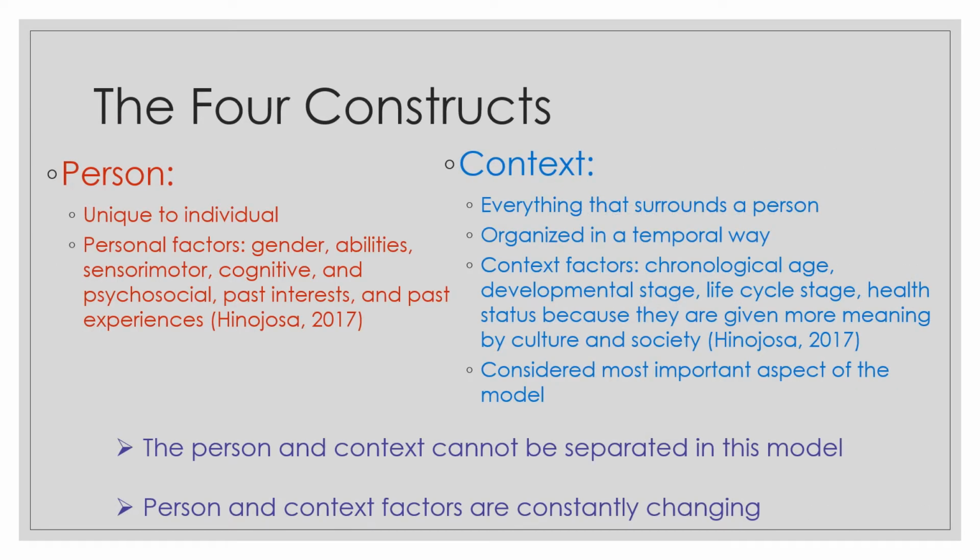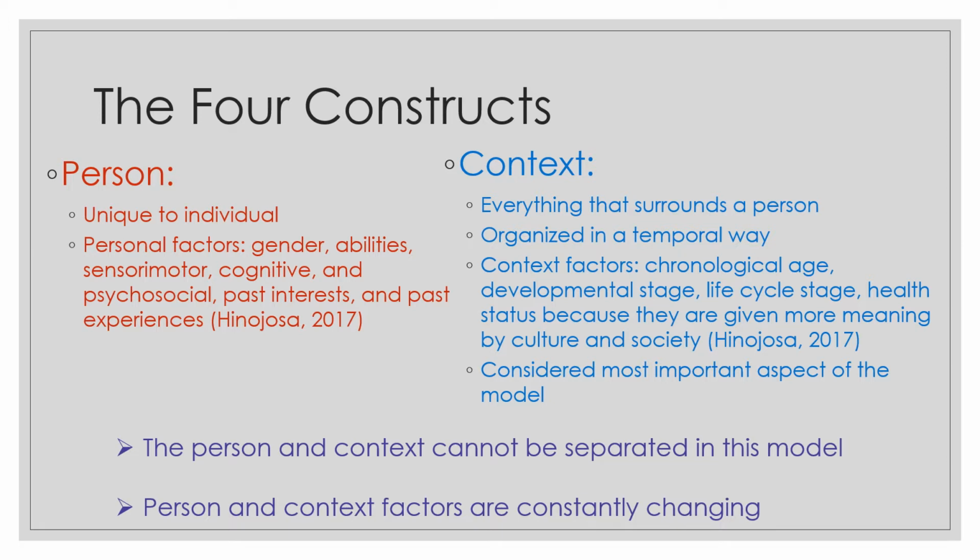The four constructs of the EHP model are person, context, task, and performance. The person is the one seeking the treatment. They are unique in their own ways, and they are composed of their own individualized factors. These factors can include sensory motor, cognitive, psychosocial, their past interests, or their past experiences. These factors are constantly changing for the person.